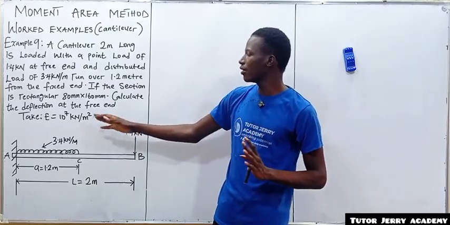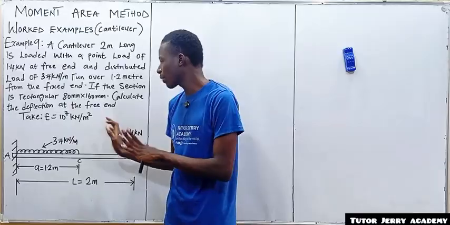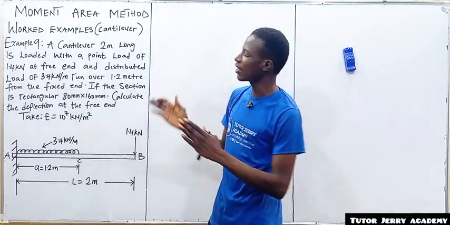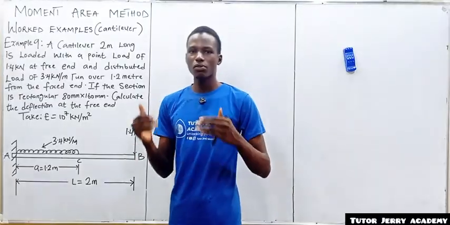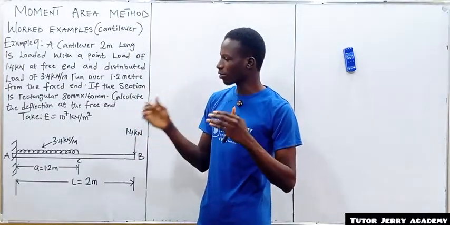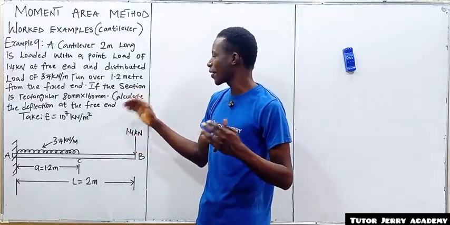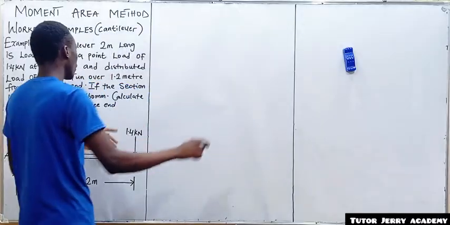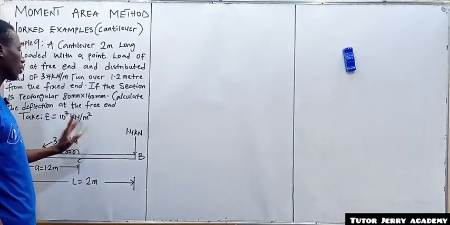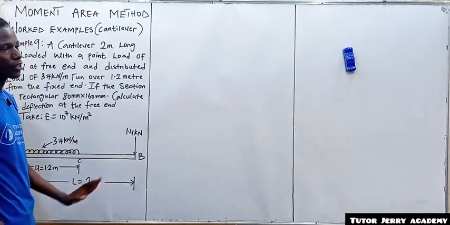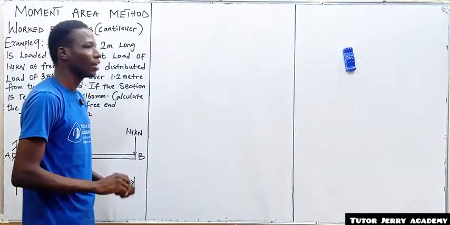We are given E to be equal to 10 to the power of 7 kilonewton per meter squared, but we are not given I, which is the moment of inertia. We are not given I, so we need to look for I first before we can calculate the deflection at the free end.